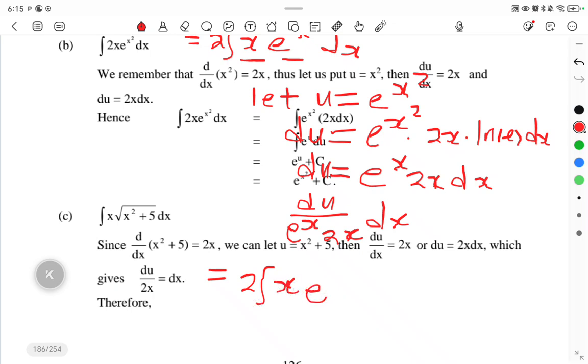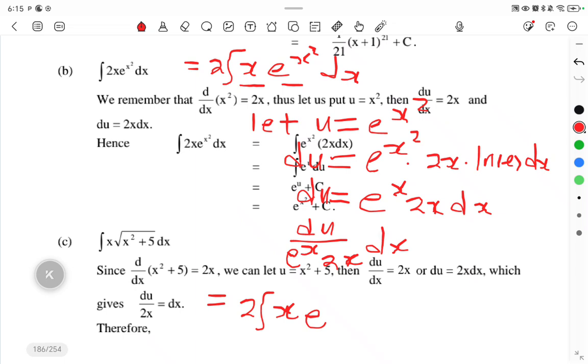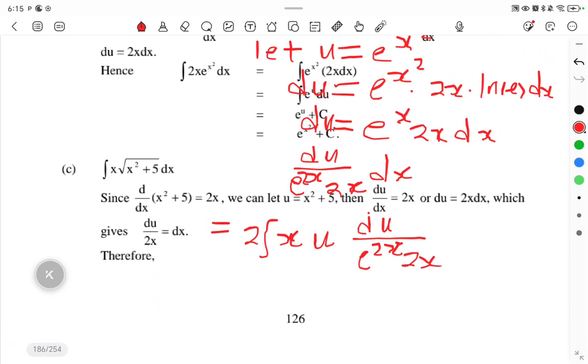So check, I want to show you something. This is u, right? This would be du over 2x e to the x squared. This would cancel this. You see, we would be left with the integral of u. Check this: we still have a variable of x there, which is not applicable.